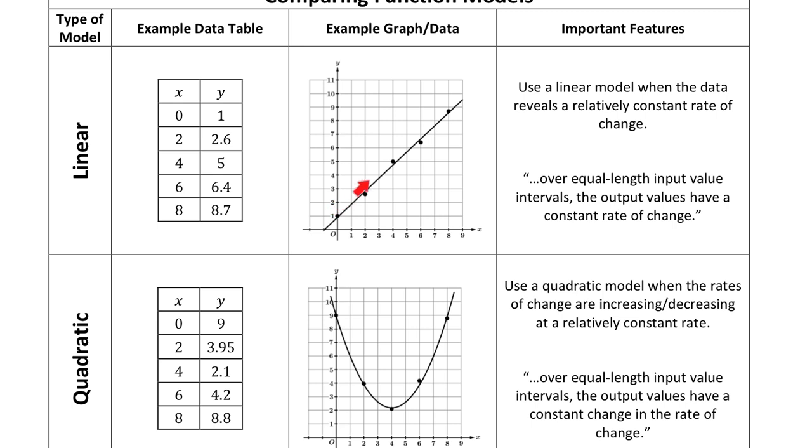We can see that the dots all line up in a generally linear pattern. And if we were using vocabulary from this class to describe a linear function, we would say that it has a constant rate of change. Sorry, don't use the word it. The output values have a constant rate of change over equal length input value intervals, or at least relatively constant. That would give us a linear function.